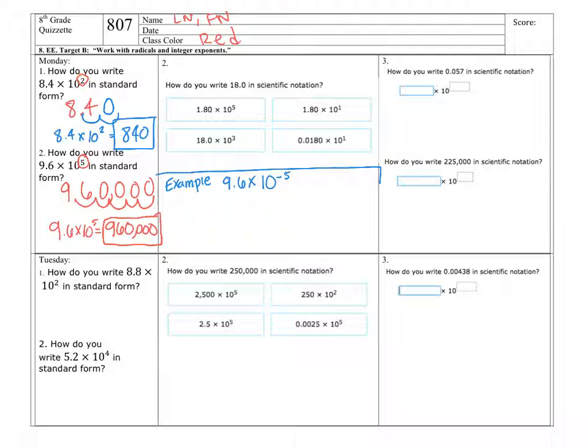You would move that decimal place 5 places in the negative direction. So you'd have 9.6, and you'd move it 5 places in the negative direction. 1, 2, 3, 4, 5. And in those empty spaces, you would put zeros. So this would be equal to 0.000096.